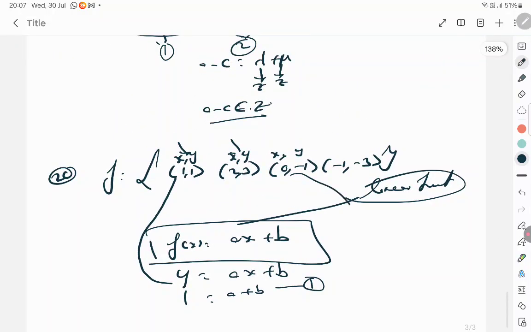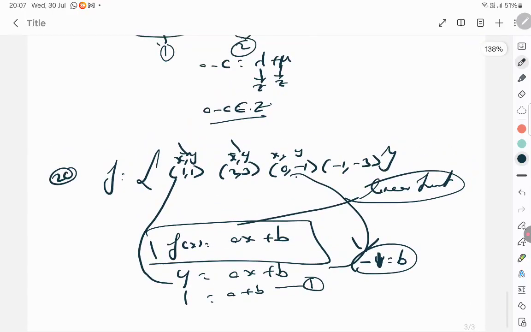And you can take this one and substitute here. It's convenient: x is 0, so y will be b. Y itself is minus 1, so b itself is minus 1. You know b is minus 1. Therefore, what will be a? A will be 2. Take it and put it in this.